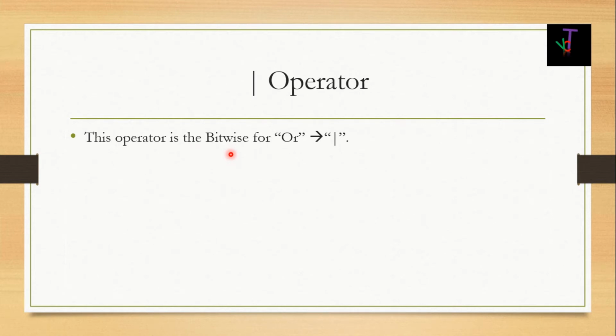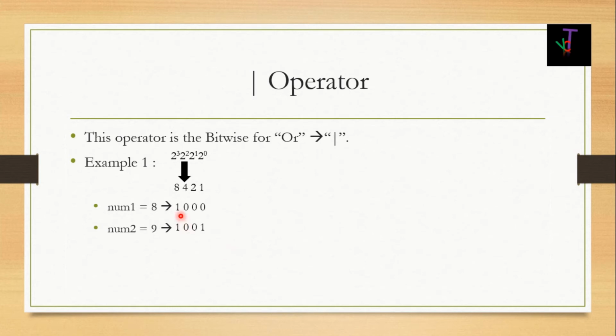It means that it's like the logical OR operator: if either one of them is true, then it will print true, or if both of them are true, then the result will be true. So an example. I'm going to be using the same numbers so that you can understand the examples easily. You can use any other number.